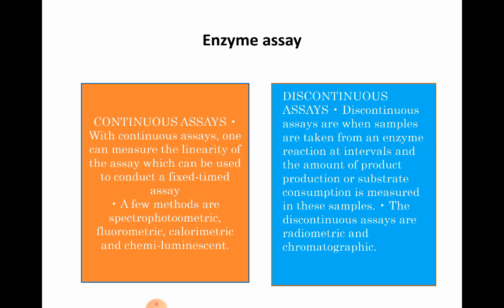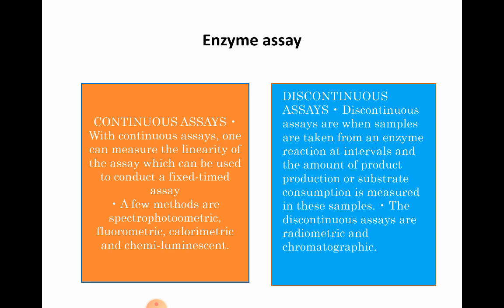Enzyme assays can be of two types: either continuous assays or discontinuous assays. In a discontinuous assay, samples are taken from an enzyme reaction at intervals, and the amount of product formed or substrate consumed is measured in these samples. The discontinuous assays are radiometric and chromatographic, which we'll see.